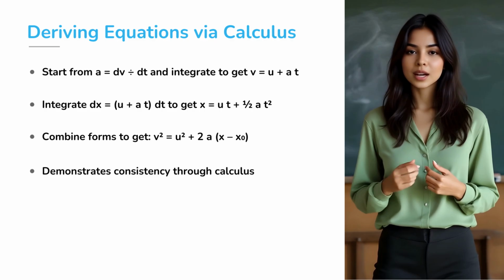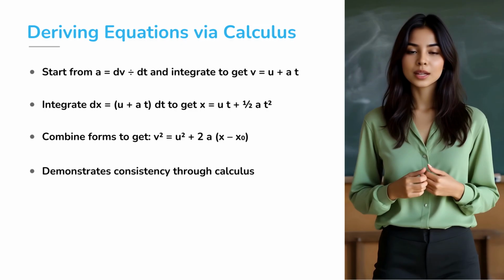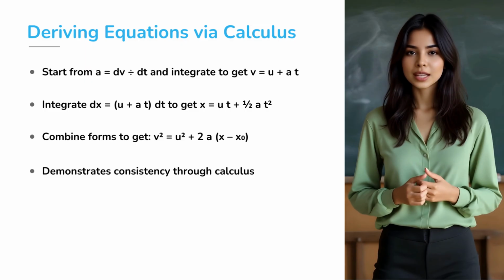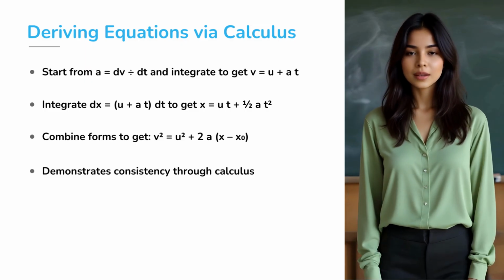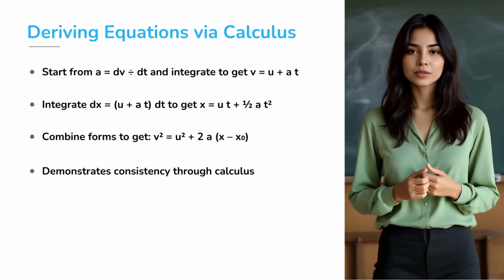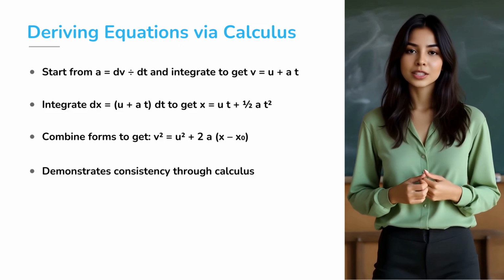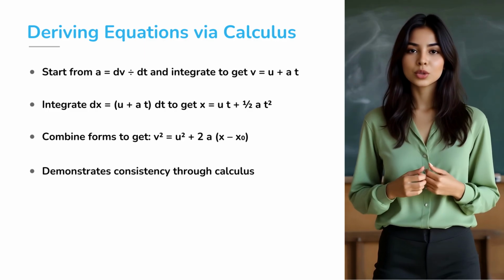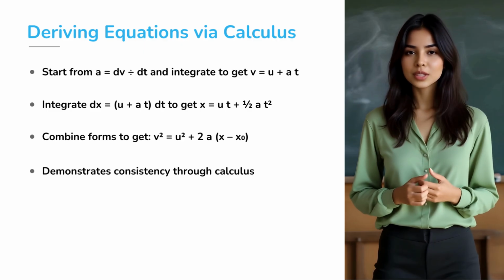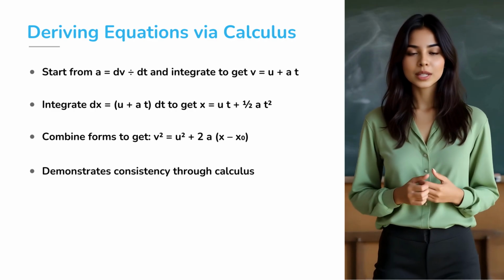Finally, to eliminate time and get a third relationship, we combine the expressions and derive v squared equals u squared plus 2 times a times (x minus x naught). This is our third equation of motion, showing that all three kinematic equations, v equals u plus at, x equals ut plus 1/2 at squared, and v squared equals u squared plus 2a times (x minus x naught), are consistent when derived through calculus. It's a great demonstration of how physics and math work together in harmony.